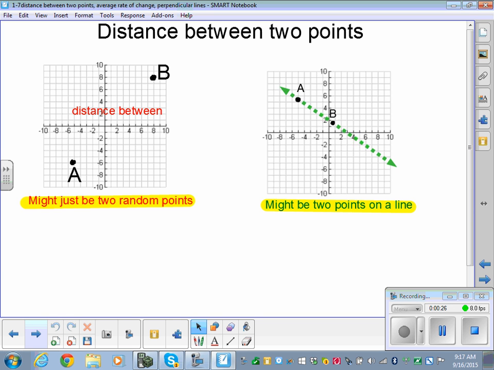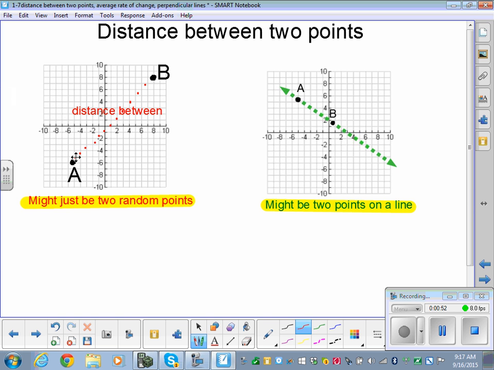So to find the distance between 2 points, before we go through and do this, what you need to understand is that 2 points might be just floating around in the abyss. So look, I have A and B. They're just floating. They're not connected by a line. We can still find the distance between them. And when I say I'm finding the distance, guys, I mean the shortest distance, which would be that.